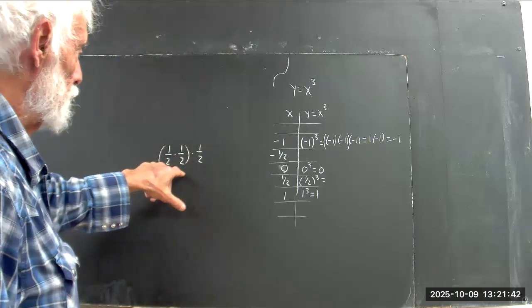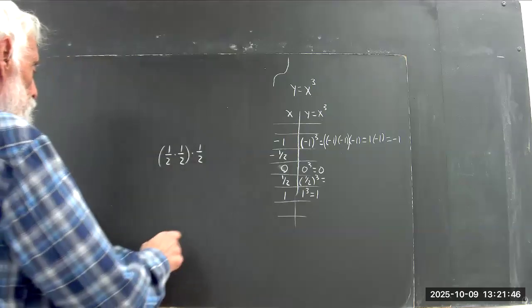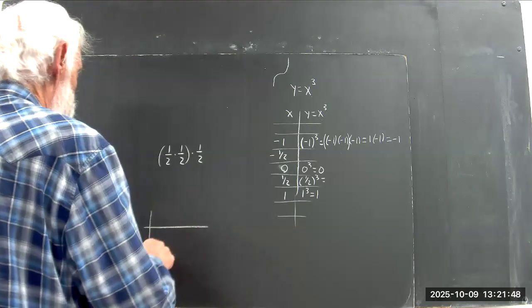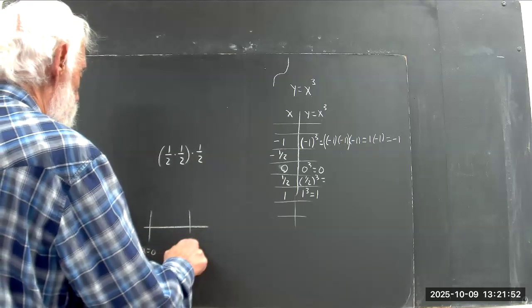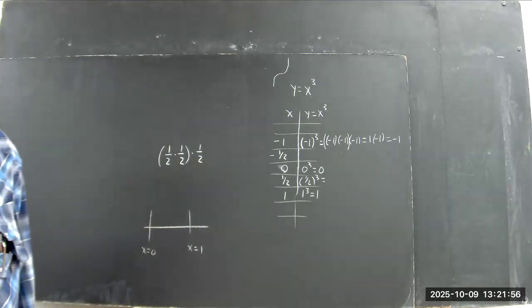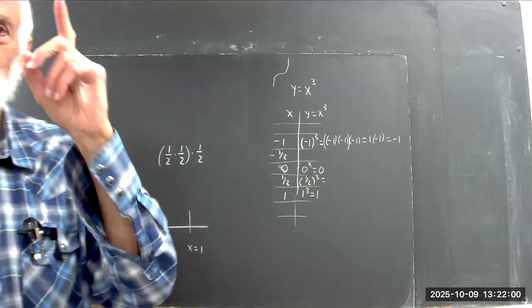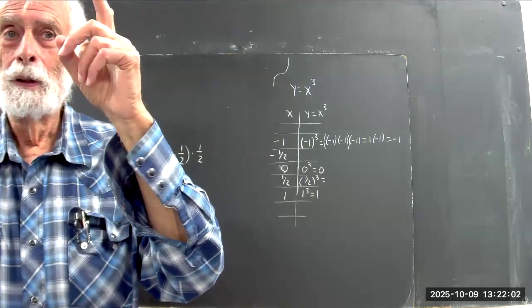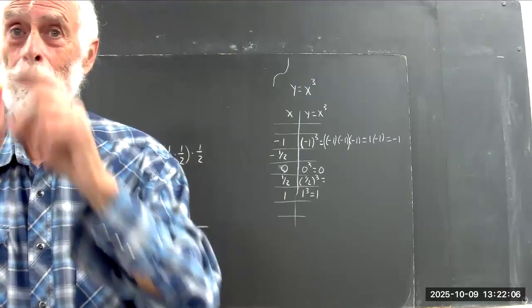Okay, there's 1/2 times 1/2 times 1/2. Now, here's the number line. Where is 1/2 on the number line? Just show me. Here's 0, here's 1. Now show me where 1/2 is going to be. Halfway between, right?